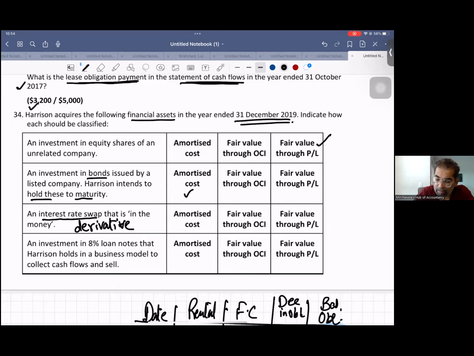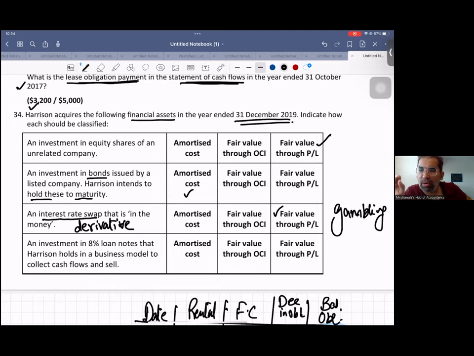It's a gambling product. So keep this thing in your head that gambling products are always recorded at fair value through P&L. I will use a word in Hindi or Urdu, jua. It's a jua, right? It's a shart lagana, jua. So gambling products will always go in fair value through P&L.